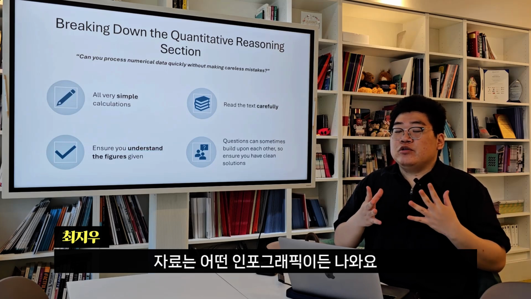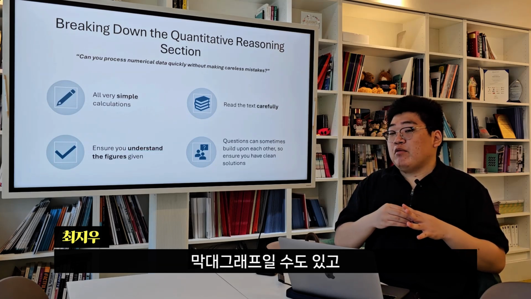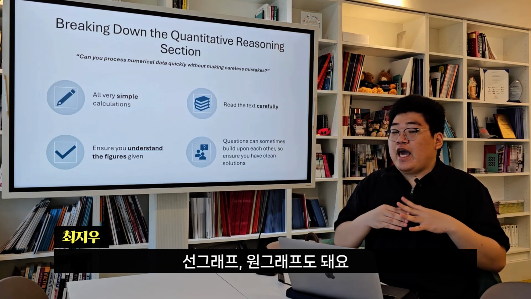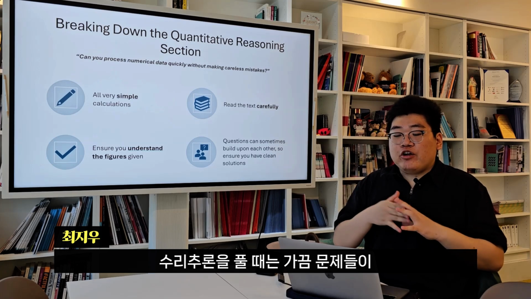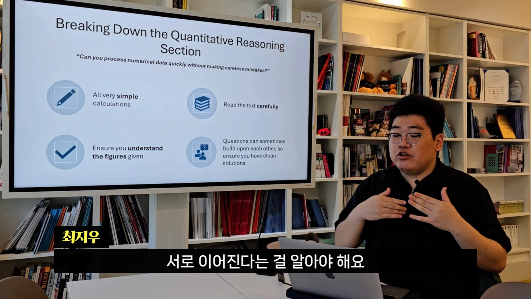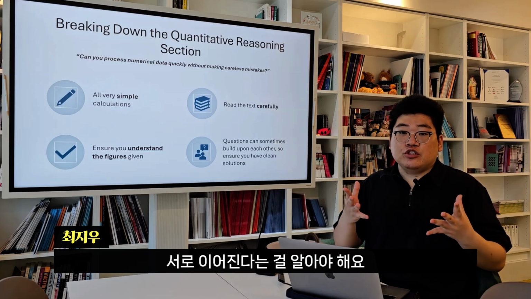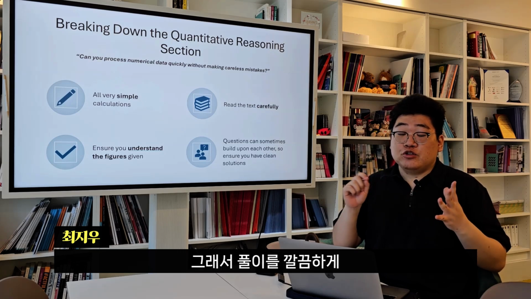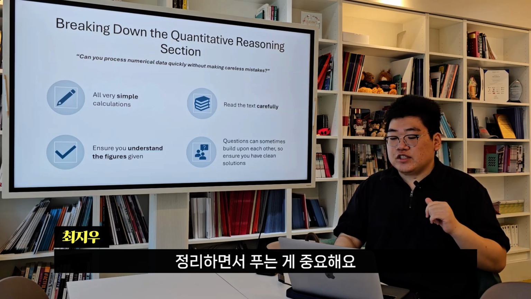Now, the figures given to you can be any type of infographic, it can be any type of bar chart, line chart, or even pie chart, anything that runs the gamut. And while you're solving quantitative reasoning, it's important to know that sometimes the questions build upon each other, so ensure you have a clean solution framework while solving each quantitative reasoning section.